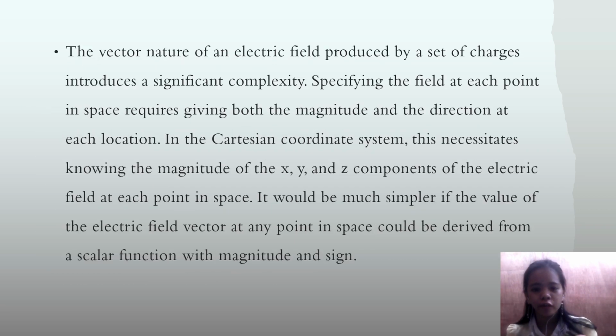The vector nature of an electric field produced by a set of charges introduces a significant complexity. Specifying the field at each point in space requires giving both the magnitude and the direction at each location. In the Cartesian coordinate system, this necessitates knowing the magnitudes of the x, y, and z components of the electric field at each point in space. It would be much simpler if the value of the electric field vector at any point in space could be derived from a scalar function with magnitude and sign.